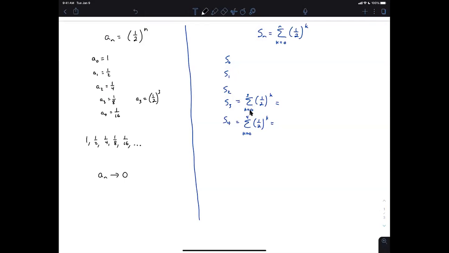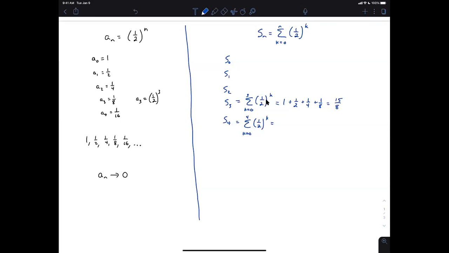And just a real quick review, sigma notation means we plug in 0 for k, so we get 1/2 to the 0, that's 1. We plug in 1 for k, that's 1/2 to the first, that's 1/2. Plug in 2 for k, we get 1/4. And plug in 3 for k and we get 1/8. And sigma means we add all those. Does that make sense? Any questions so far? Okay, and if we add those up, we get 15/8.